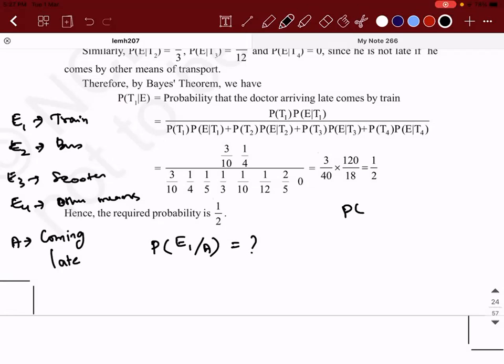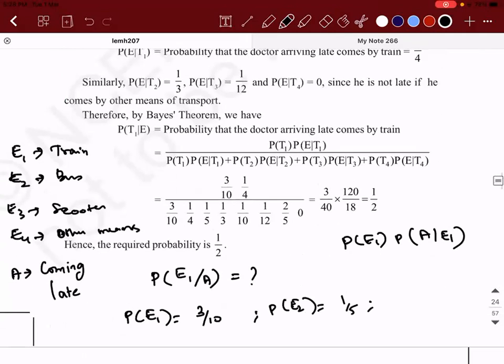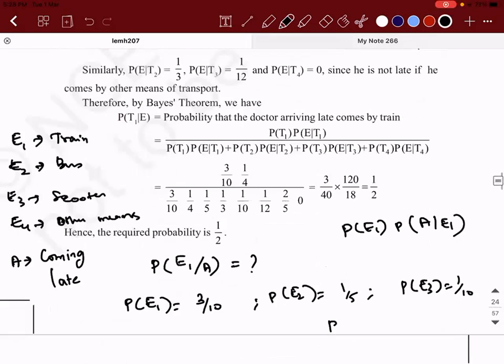So what are all the required data, guys? P of A into P of E1, sorry, P of E1 into P of A given E1, and P of E1 given A. All these things you need to find. So what is the probability of event 1? They have given it 3 by 10. Probability of event 2, they have given it 1 by 5. Probability of E3, 1 by 10. Probability of E4, 2 by 5.